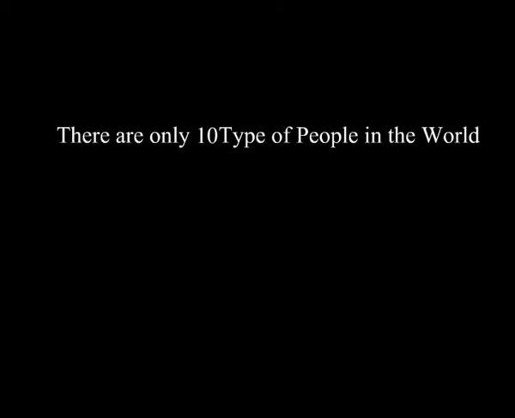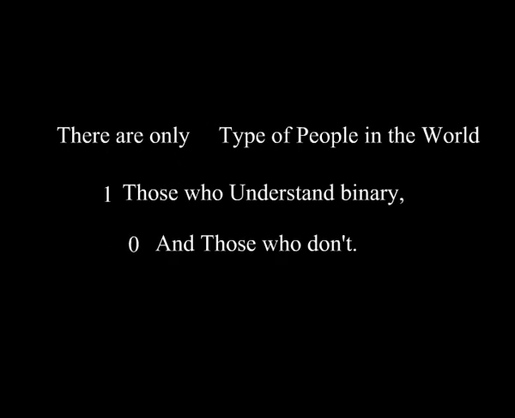The correct statement is like this. There are 1, 0 types of people: those who understand binary, 1, and those who don't, 0. So there is an on-off connection, meaning 0 and 1, and it can also be yes or no. So in binary language, this is called 1-0, not ten, okay?